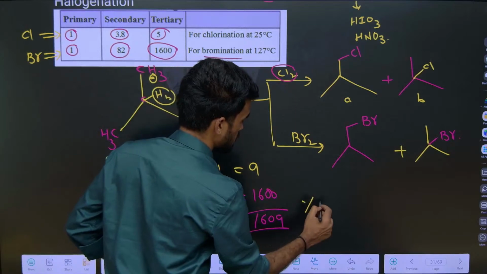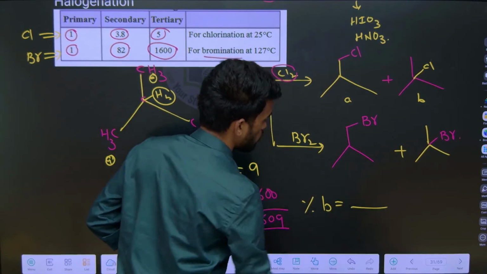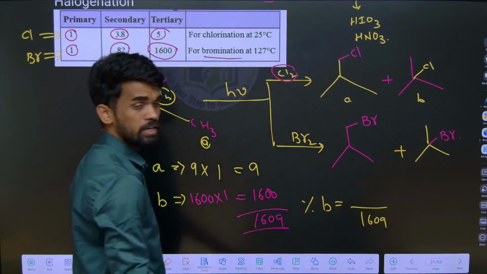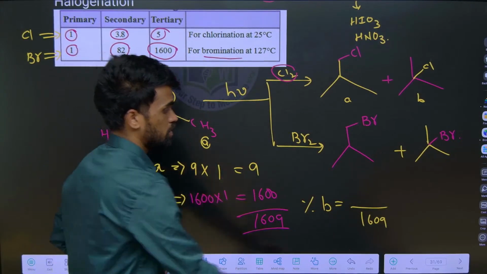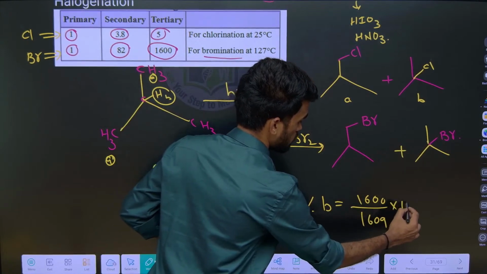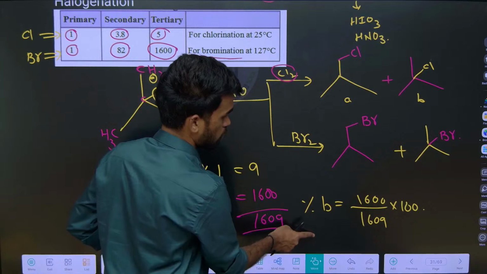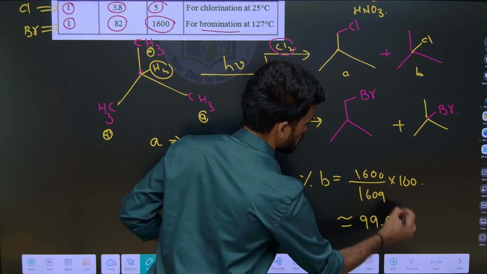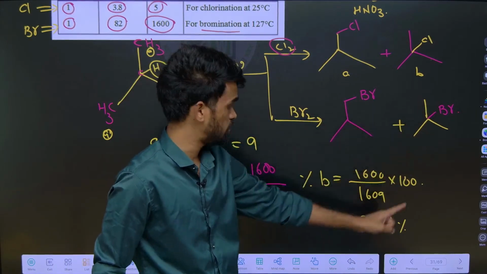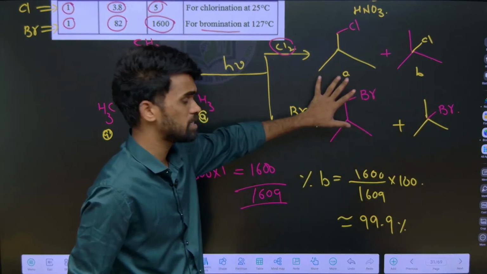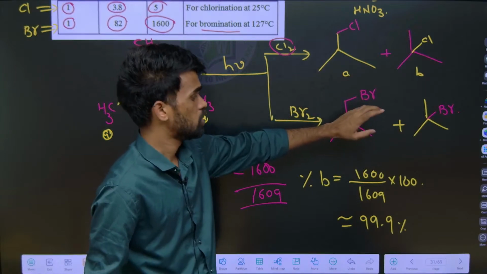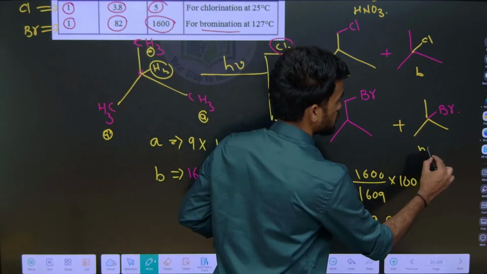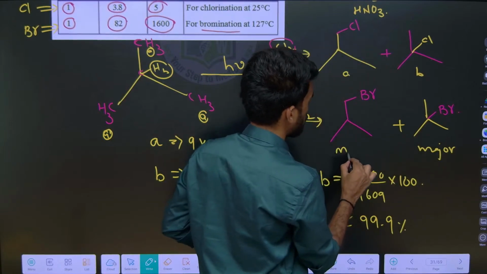Okay, if I ask for the percentage of B type product for bromination, what you can do is, the percentage of B type product equals the possibility for this particular type, that is 1600, over the total possibility in the denominator, into 100. Like this you have to do. So here we will get almost 99.9 percent. It means the percentage of this product will be almost 99.9%. For this it is almost 0.1 percent, around like that. So this is how you can predict how much major and minor product is formed. So what is the major product here? This is the major product in this particular reaction, and this will be the minor product.